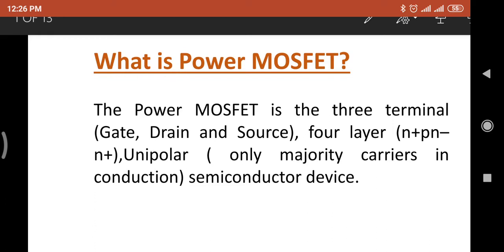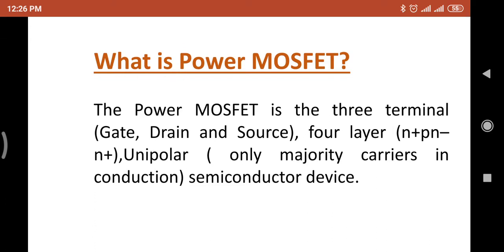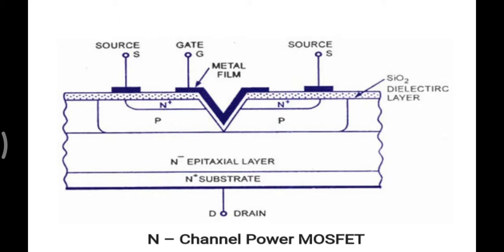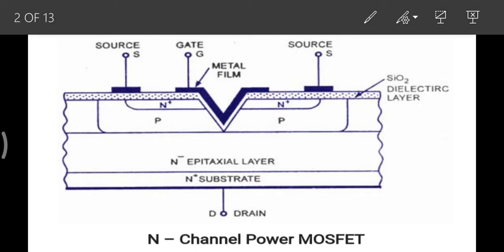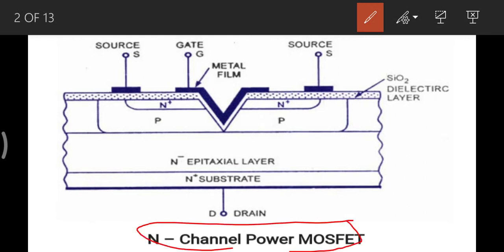So let us see. This is the basic structure of the MOSFET. See here, this is the N-channel MOSFET. Similarly, we have another MOSFET, the P-channel MOSFET, which also exists. So this is the basic structure, that means the sectional view of the power MOSFET.